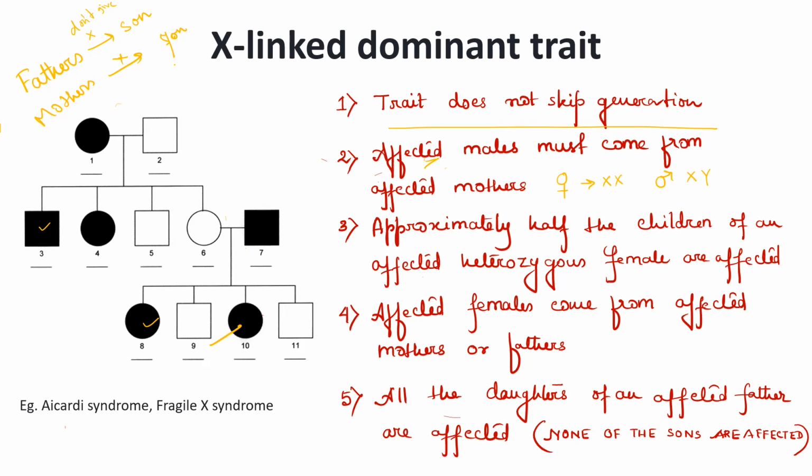Correct? Approximately half the children of an affected heterozygous female are affected. Okay, see, what does it say? Approximately half the children, suppose 4 children are there, 2, like that. Half the children of an affected heterozygous female are affected. If the female is heterozygous, 50% of her children will be affected.